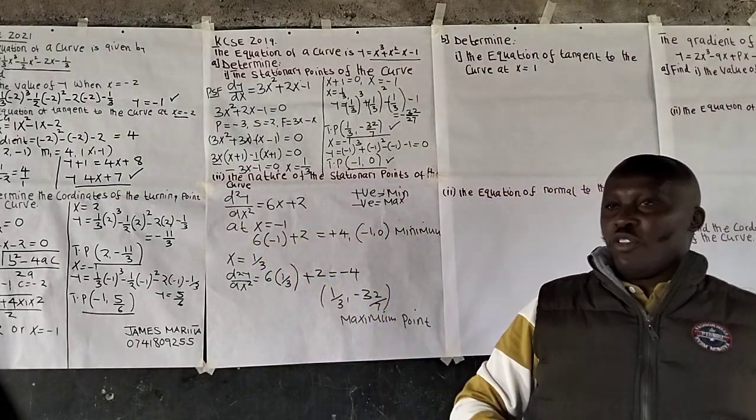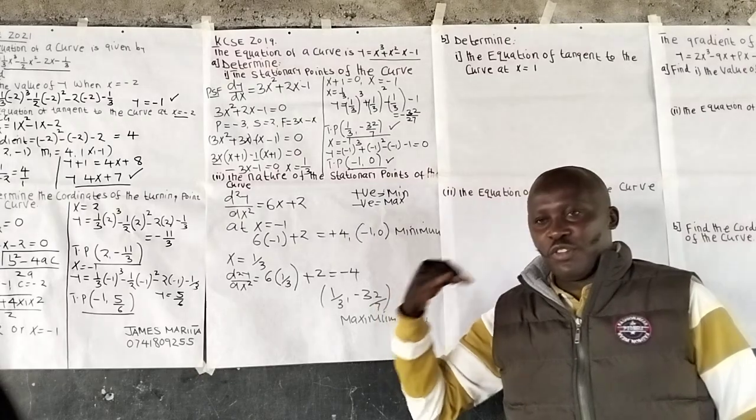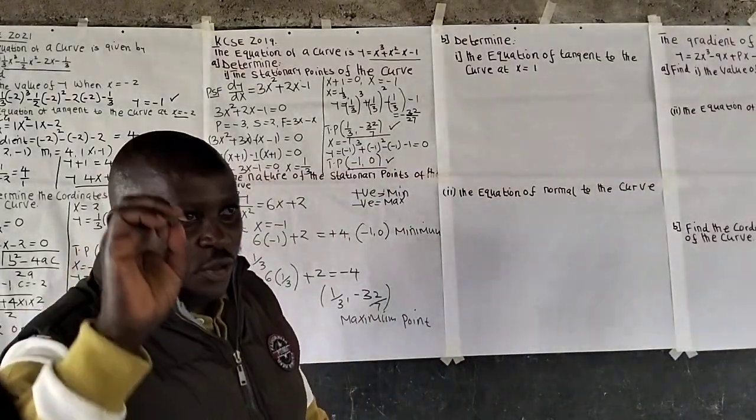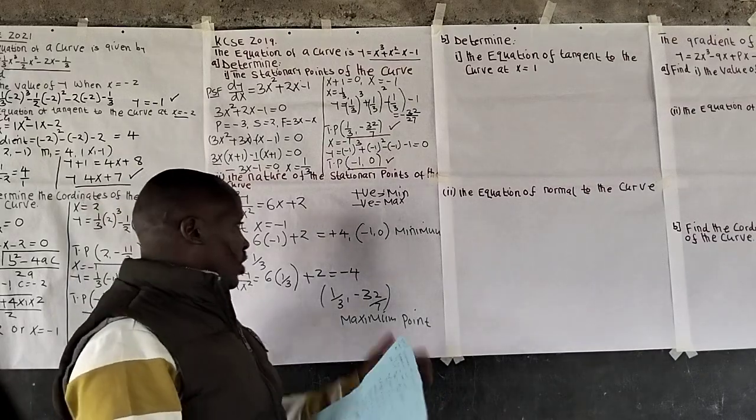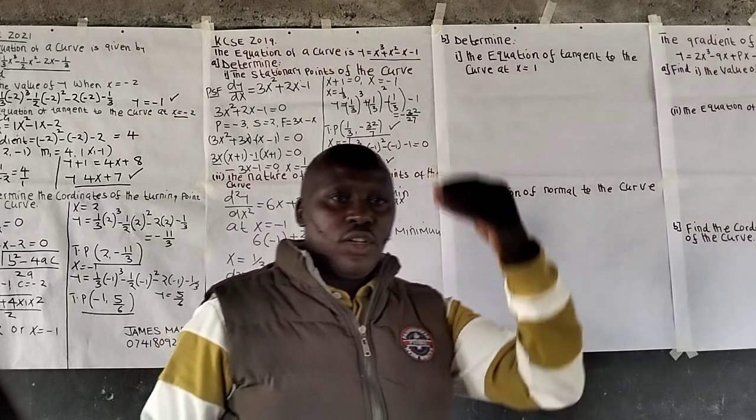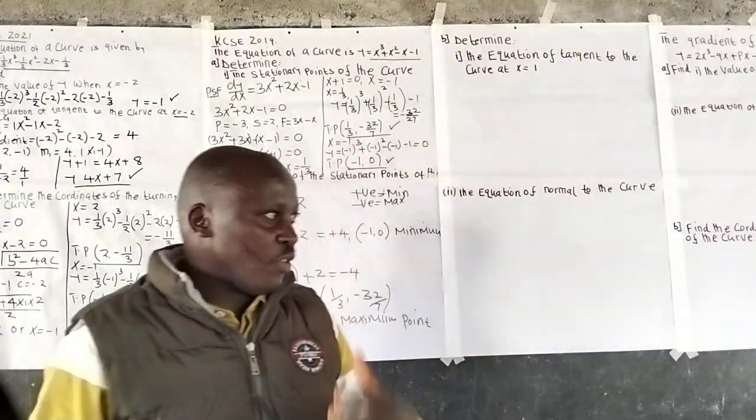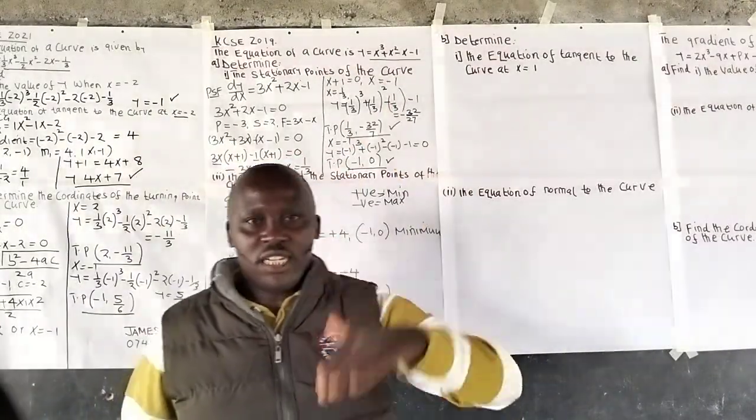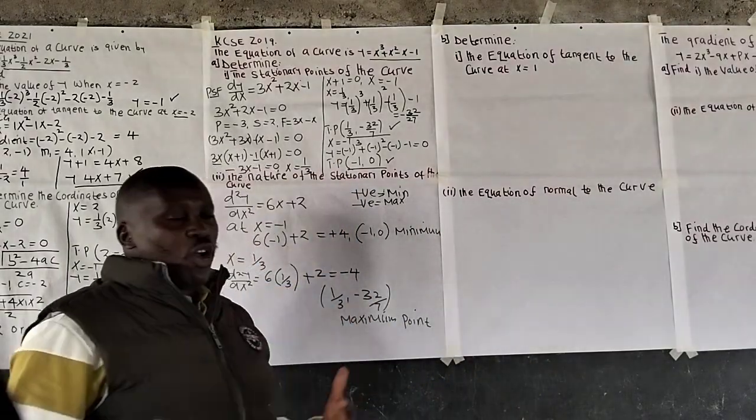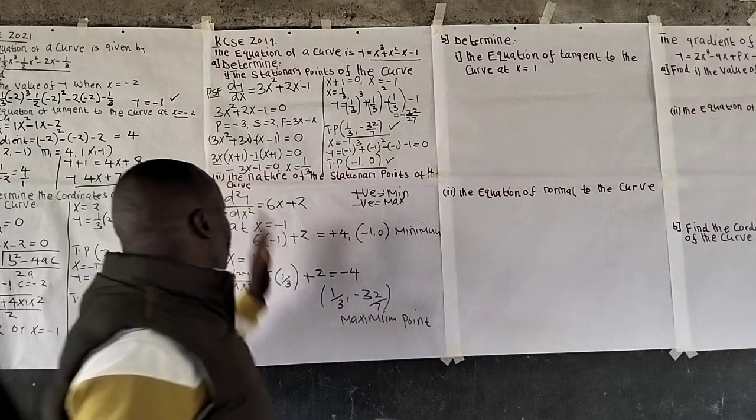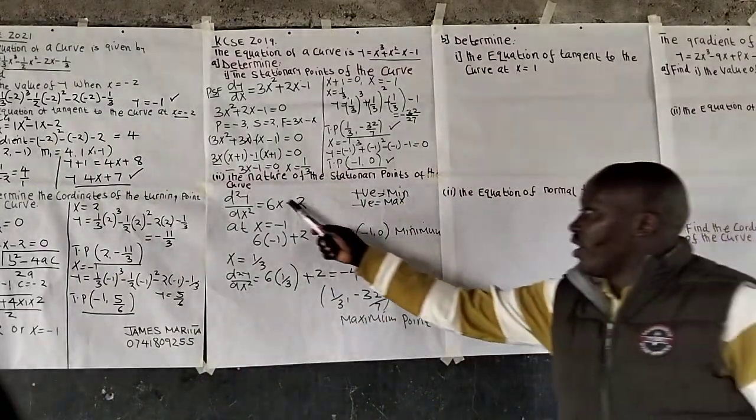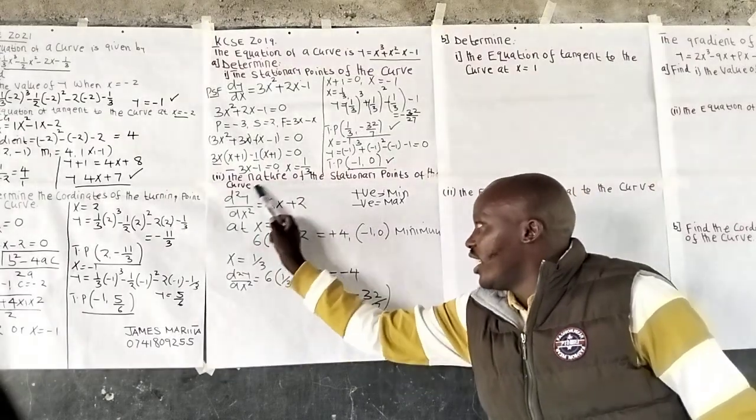Then in Roman 2 of part A, we are supposed to get the nature of the turning points of the curve. There are 2 methods here. You either use a table, using the values of x together with the gradient function, dy/dx, and then you represent that using a diagram. Or we can also use the second derivative. We have our second derivative as what I have done here.